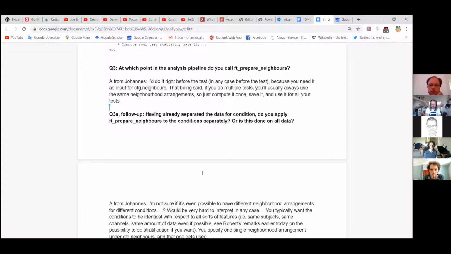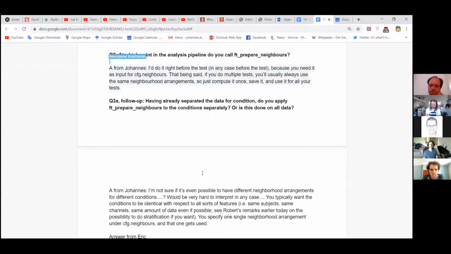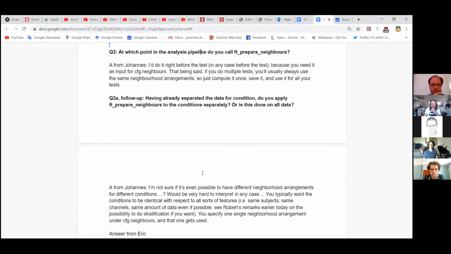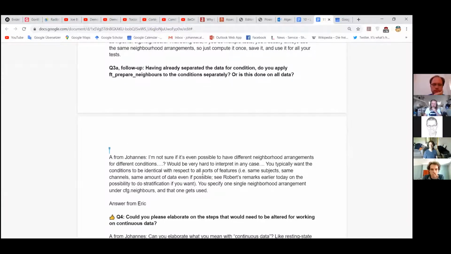So doing the clustering only makes sense if you have the same channels recorded in the two conditions. And if you have the same channels, then therefore also the neighborhood configuration for the two conditions is equal. Actually, the channels and the neighborhood configuration are shared between the two conditions. Otherwise, the whole procedure doesn't make sense.